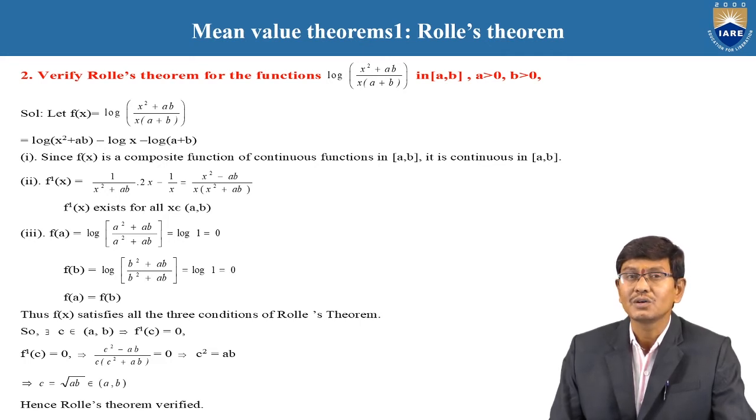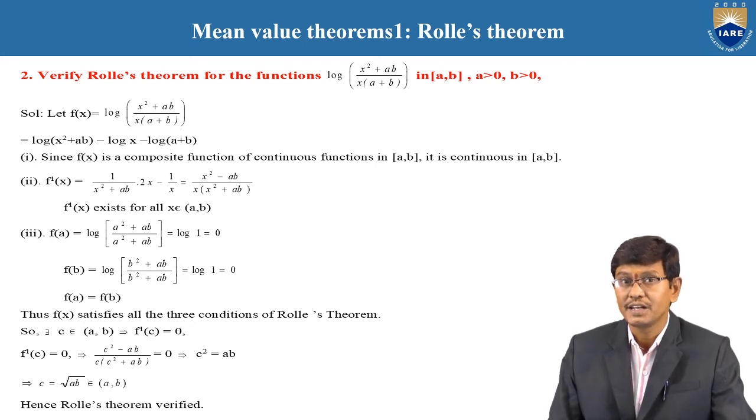And here the conclusion: f of a is equal to f of b only. Because f of a is log 1 is equal to 0, and the second one is also log 1 is equal to 0. Therefore, f of a is equal to f of b. And here the conclusion: f is continuous in the closed interval a comma b, f is derivable in the open interval a comma b, and f of a is equal to f of b.